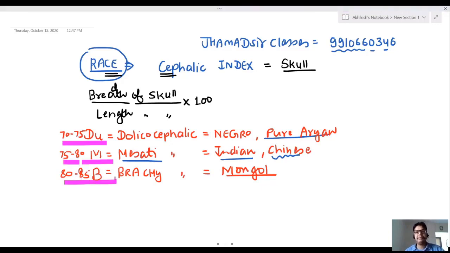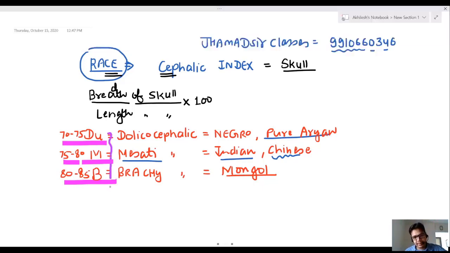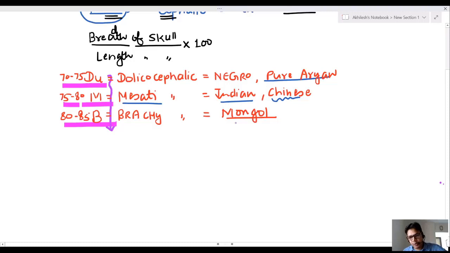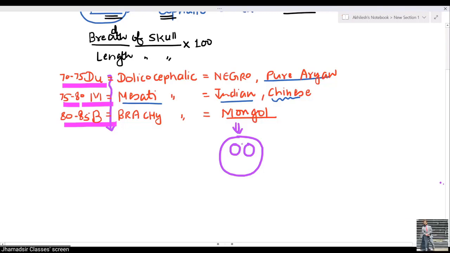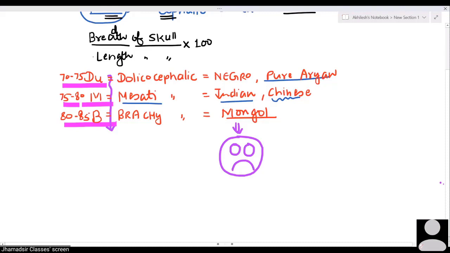What is a trick to remember? DUMB. Dolicho. So Indians are mesaticephalic. Now, sir, in Mongol, everything is round. Face is round, orbits are round. That is Mongol. And palate is parabolic. This is Mongol.